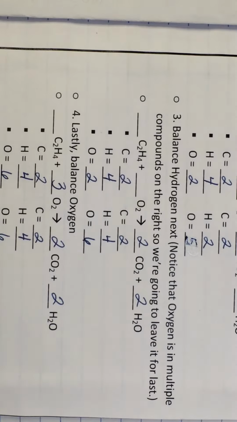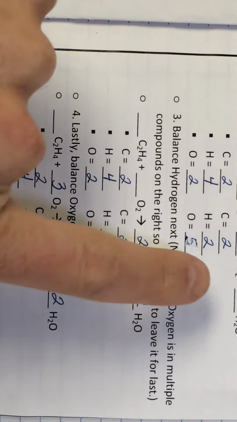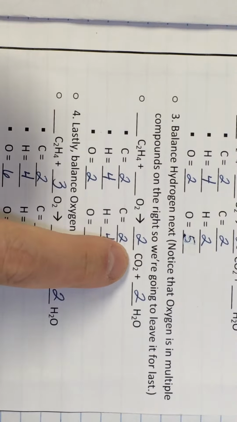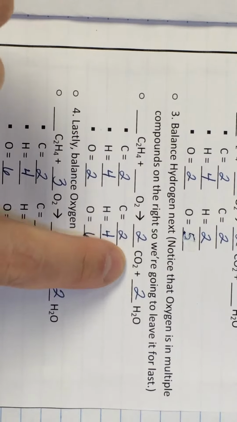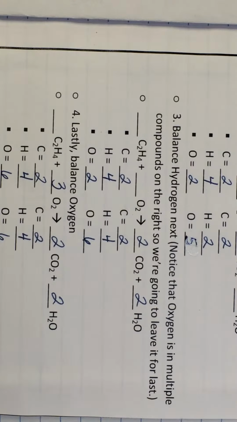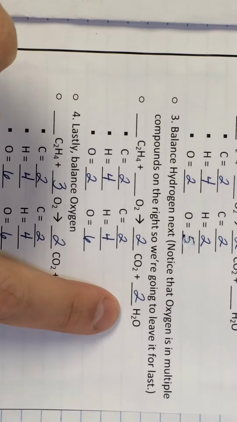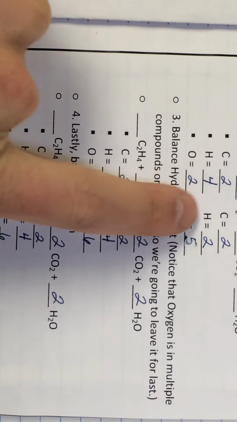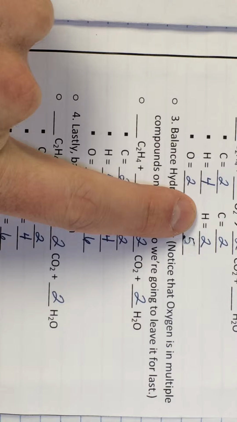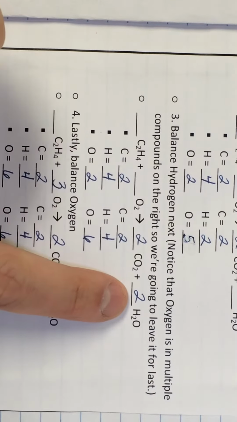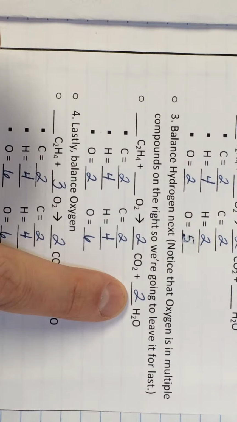We have hydrogen and oxygen left, but notice that oxygen is in multiple compounds. It's in CO2 and H2O, and that's going to complicate it if we try to balance it before hydrogen. So we're going to balance hydrogen first, since it appears only in one compound on the left and one compound on the right. So we had 2 atoms of hydrogen on the right and 4 on the left, so we're going to stick a coefficient of 2 in front of water here.